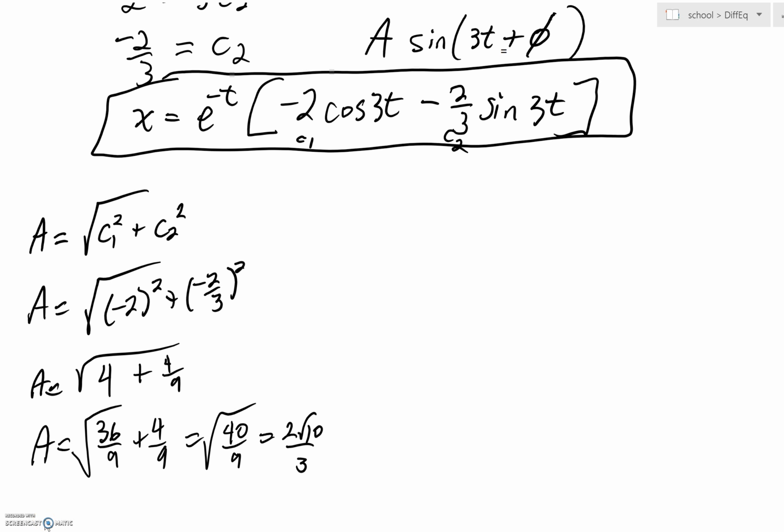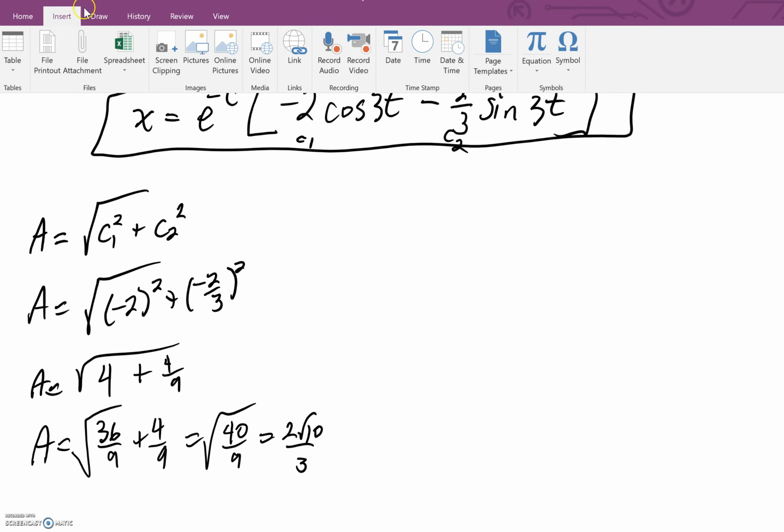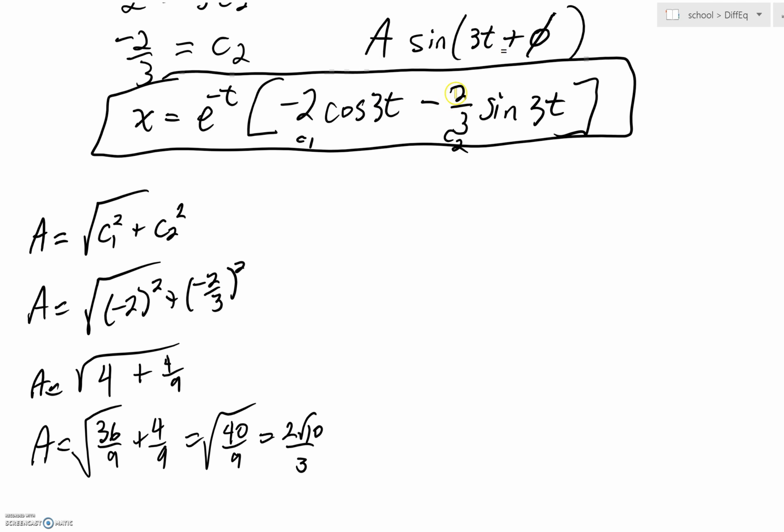Differential equations. We've got 5.1 day 4 finishing up this problem. If you look at the top of the screen, you can see that we're trying to get this alternate form of our two trig functions added together. We'd like a sine of 3t plus phi. We found a just a moment ago.